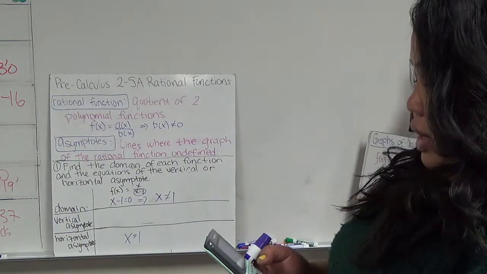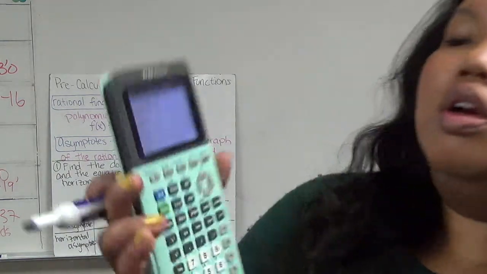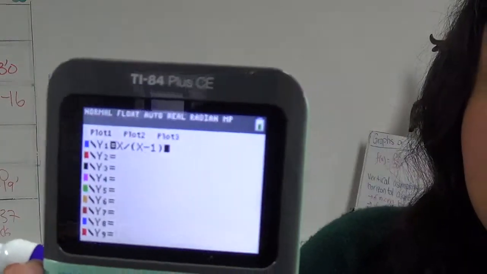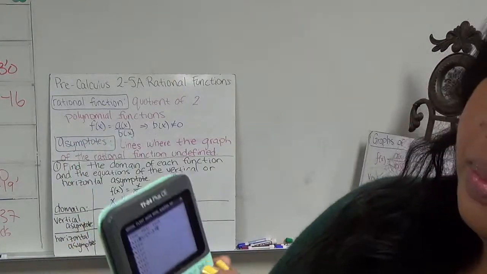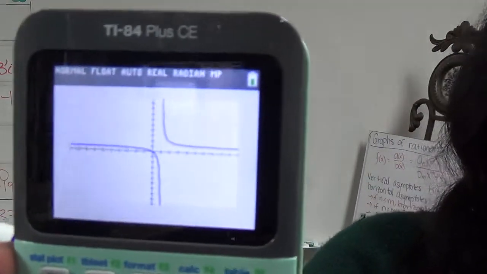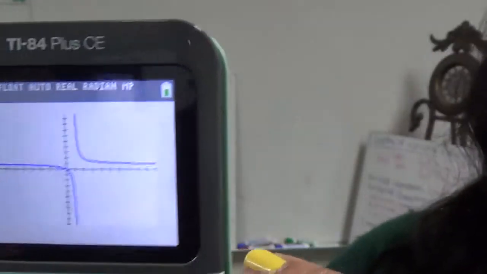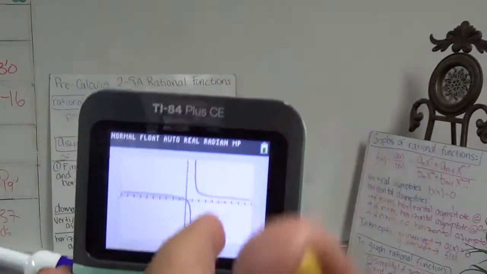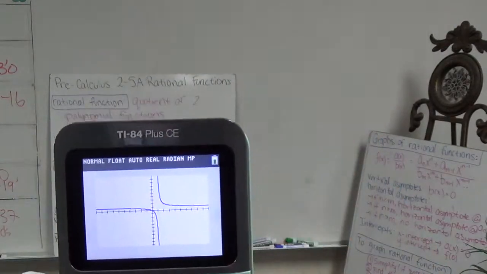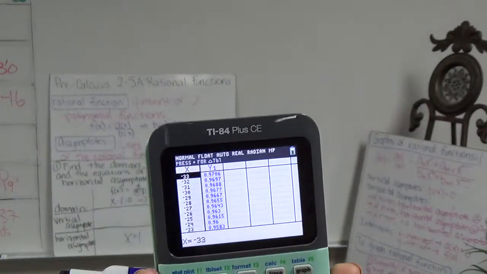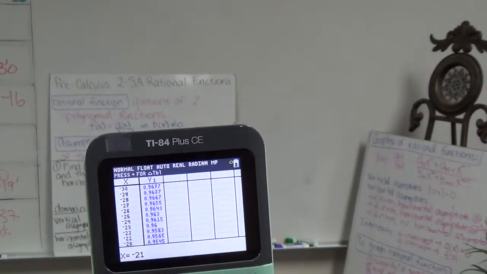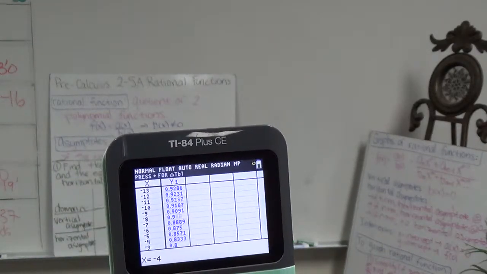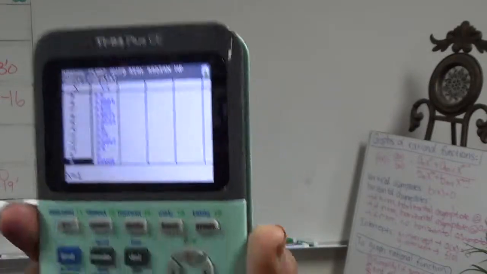When I graph this, the x over x minus 1, if you see there, and I graph it, it looks like this, right? So you can see that at x equals 1 right here, there's this vertical asymptote. That means, and when I hit the table and I go to -1, or sorry, +1. Sorry about this. It's error because it's undefined.